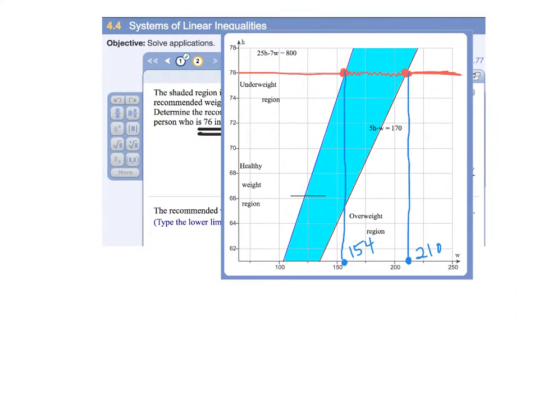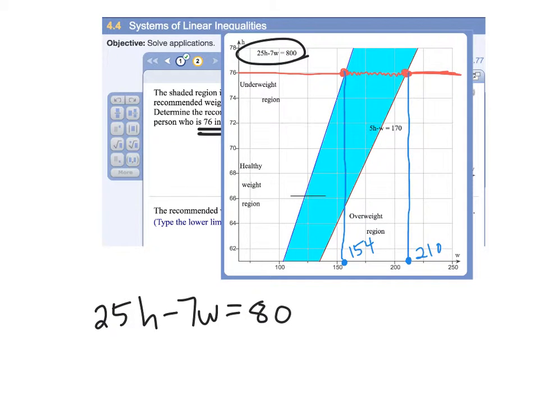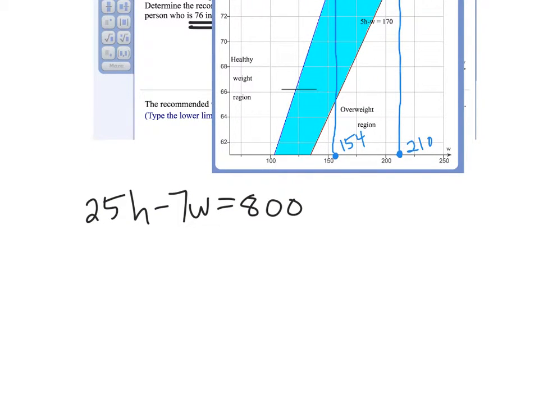So what we're going to do is we know that this line right here is 25H minus 7W equals 800. Now, where did they come up with this? I don't know. Scientists came up with it. And so we know that H stands for 76. So we're going to replace H with 76. So you get 25 times 76 minus 7W equals 800.